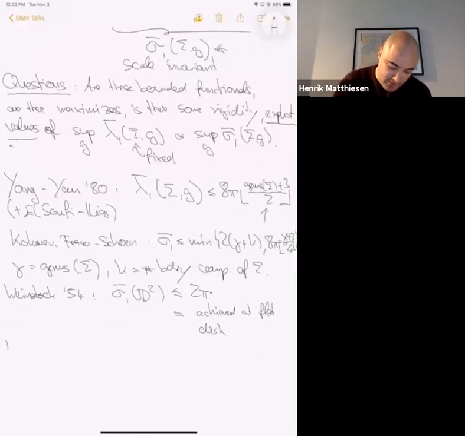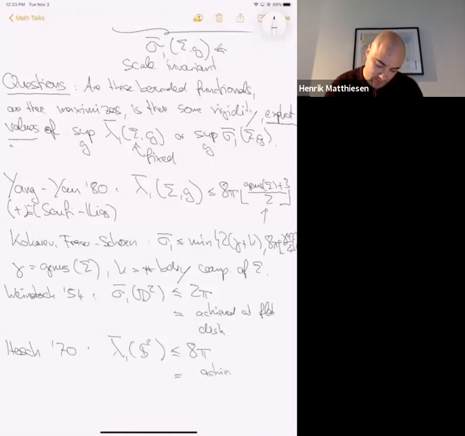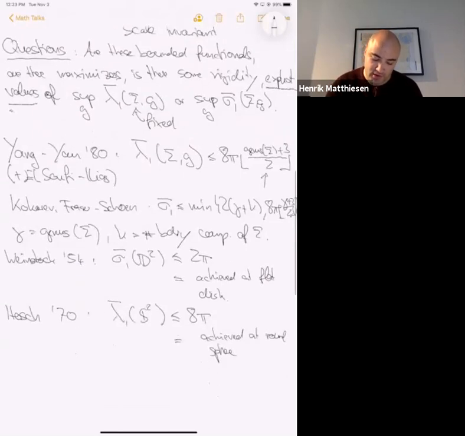Then there's the same thing for the sphere. That's in '70, which says that if you look at the sphere, then you also get at most the value for the round sphere, and you also have equality achieved at the round sphere. Here you also have rigidity, but that comes a bit later, from the famous paper by Montiel and Ross in '84.